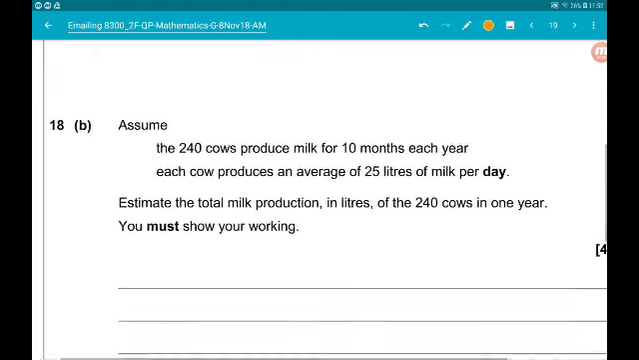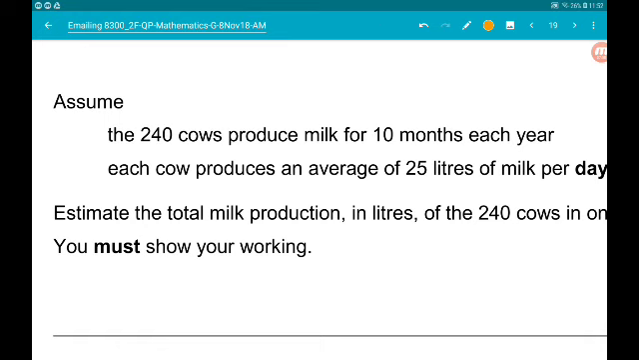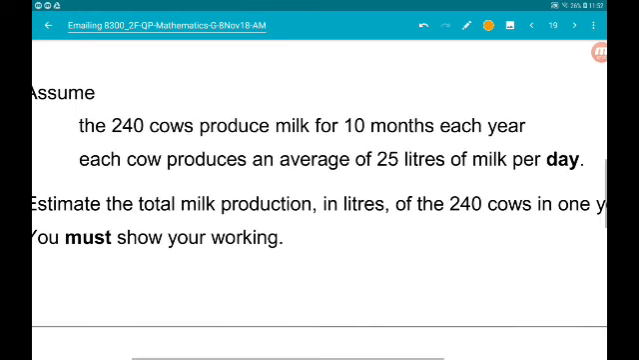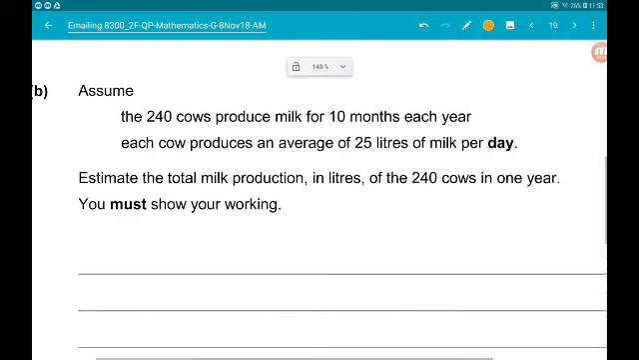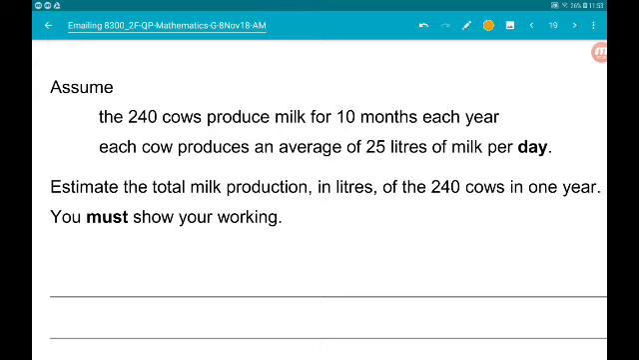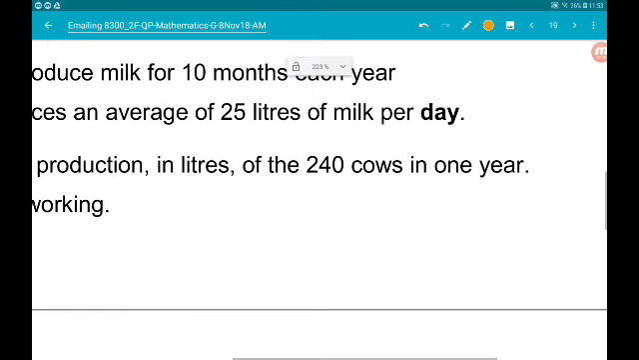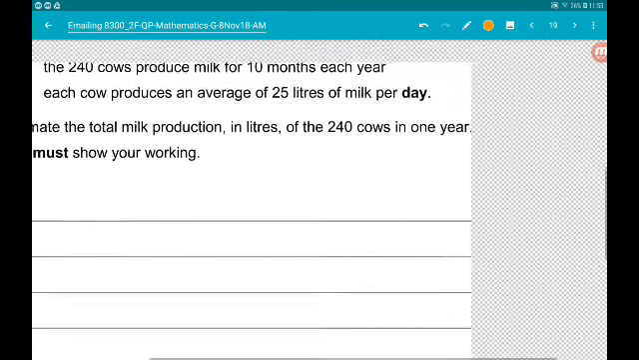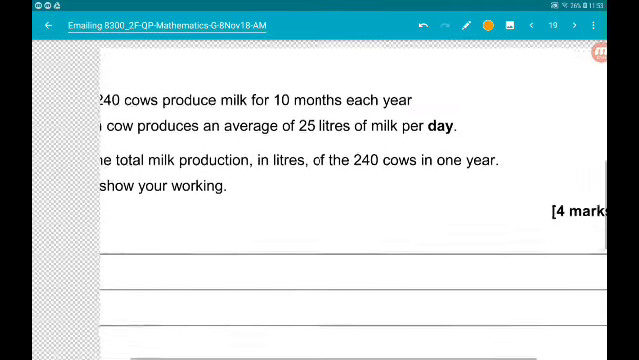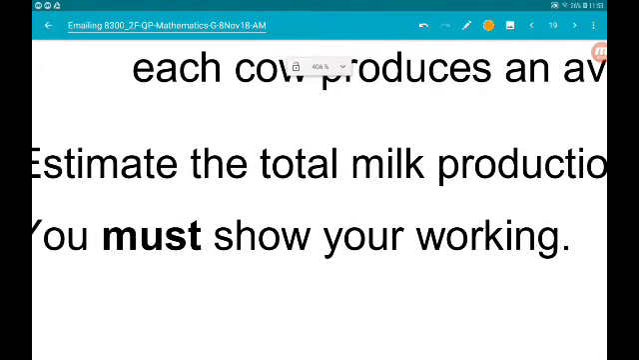Part B. Assume the 240 cows produce milk for 10 months each year. Each cow produces an average of 25 litres of milk per day. Estimate the total milk production in litres of the 240 cows in 1 year. We must show our working and it's 4 marks. Okay, keyword, estimate.